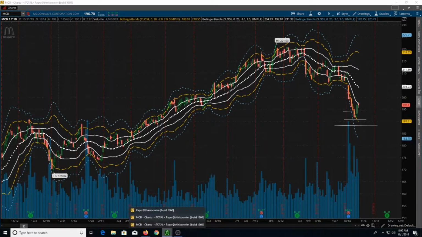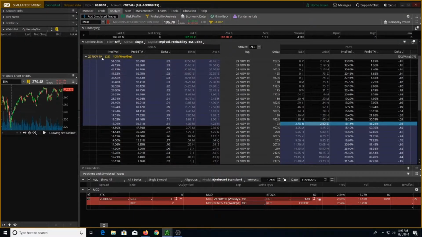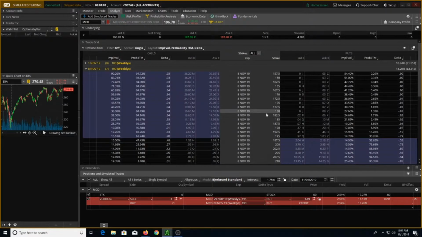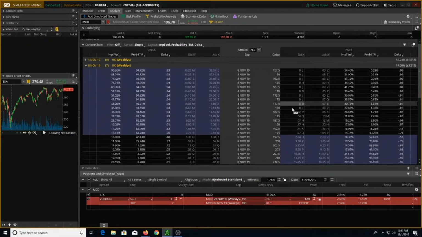But let's look at one other trade here. Let's look at what a calendar would do. I trade a lot of calendars. I have about a 60% win rate on them, which is not terrible. My profit to loss is about a 1-to-1. So overall, they're profitable trades for me.